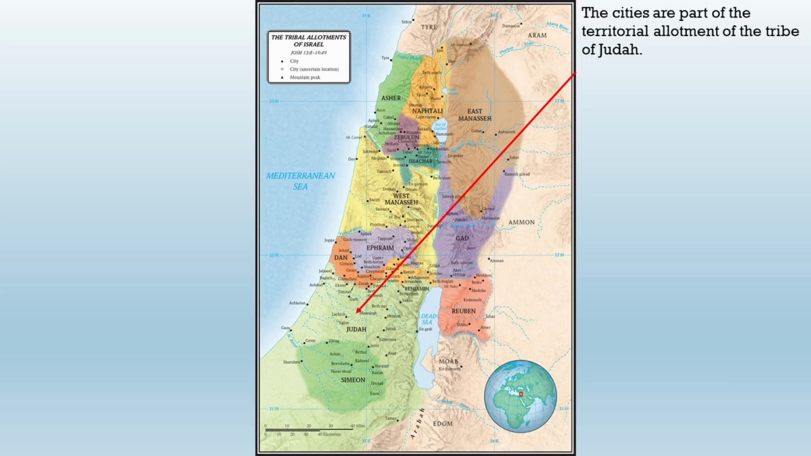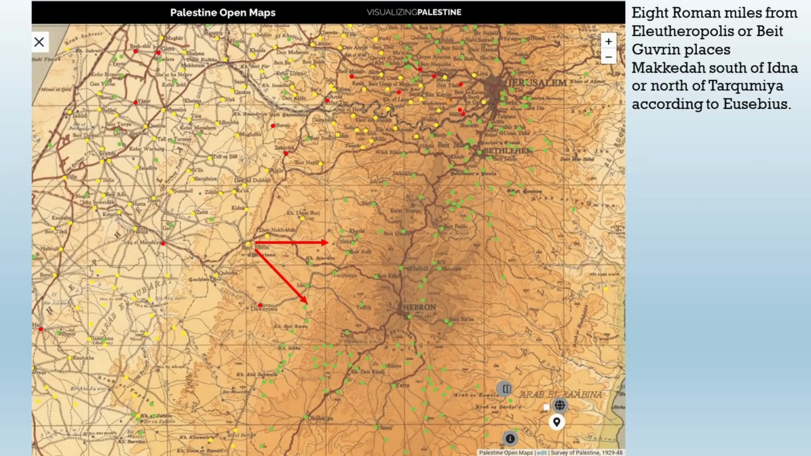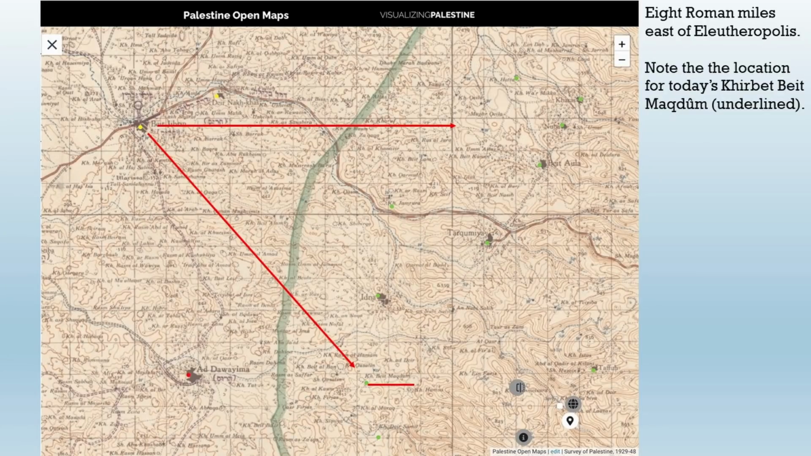All right, 8 Roman miles would be from, now this map has it as Beit Gurin, and then you have Hebron. You can see the proximity of what 8 Roman miles, according to Eusebius, would be in relation to Hebron. And that's a blown up version of it. There's a reason there's an arrow here, because of the possible site of Makkedah. If you went due east from Beit Gurin, you would be just north of Tarkamite, and then here you'd be south of Idna.